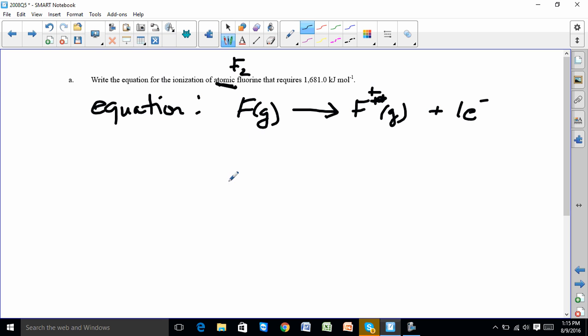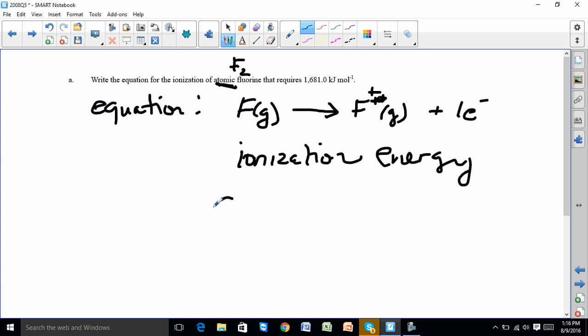Like if you were doing sodium, it takes energy for sodium to go from a solid to a liquid to a gas. Sodium solid to liquid is melting, heat of melting. And then sodium liquid to gas is heat of vaporization. And then sodium atom to sodium ion is ionization energy. The other thing I want you to see is that, again, this is called ionization energy. It's how much energy it takes to turn an atom into an ion.